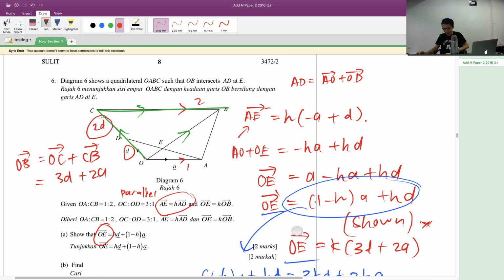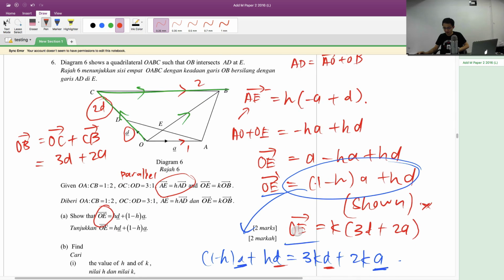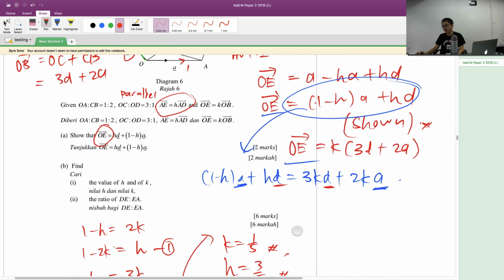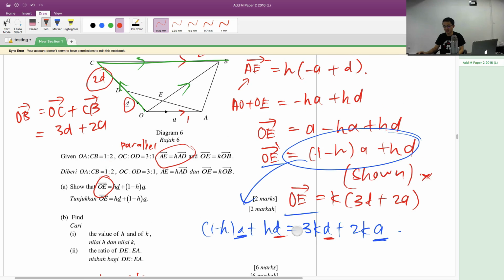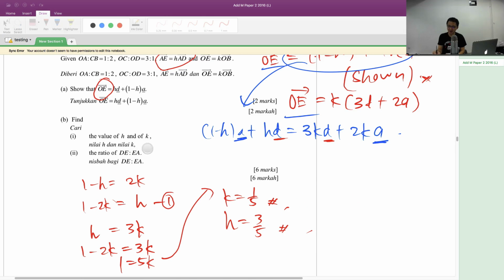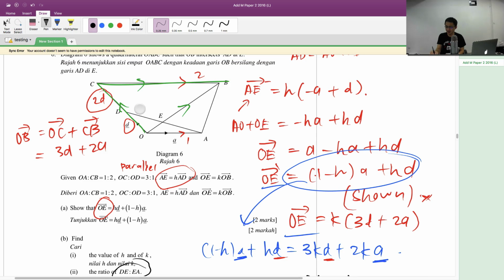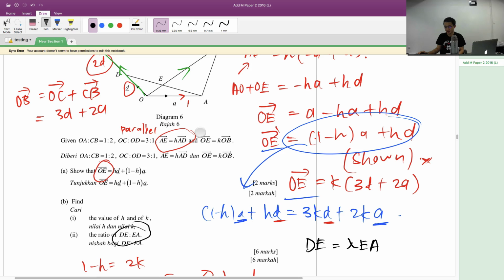Do we have this? Oh yeah. This is so simple. How come I couldn't think of that? Since you want to form a ratio for this one, you just add the lambda by yourself. You can say DE equals lambda EA, because we do not have the ratio.